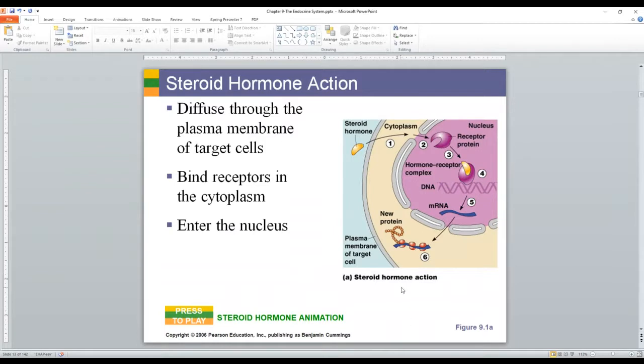So the image here on your right, what you're looking at is a cell. This is the nucleus inside the cell. This is the DNA here. So just to give you some context. All right, let's say we have a steroid hormone shown here in the little, I don't know, off yellow here.